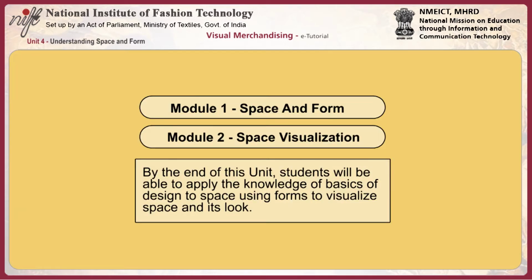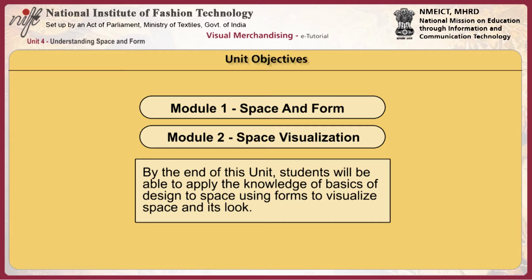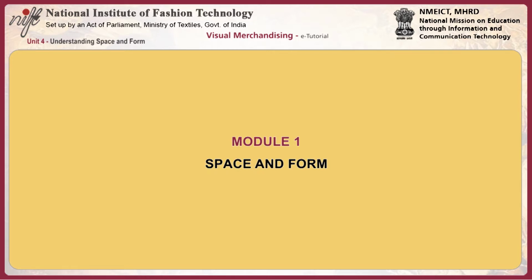This unit deals with application of the understanding from the previous chapter on the Elements and Principles of Design in Visual Merchandising. It also explains the transformation of space through application of these theories. By the end of this unit, students will be able to apply the knowledge of basics of design to space, using forms to visualize space and its look. The first module reviews the different types of forms.